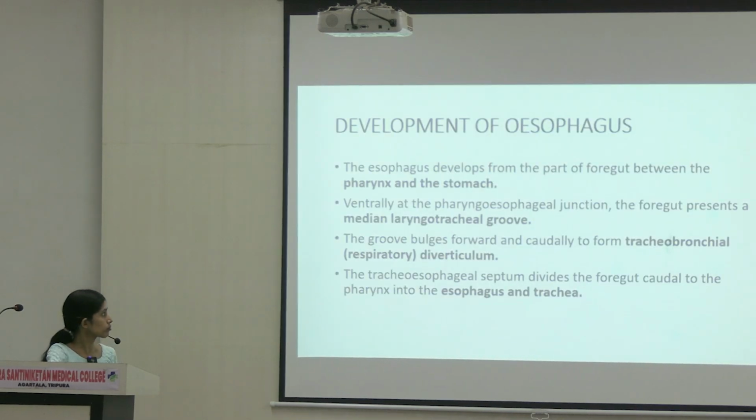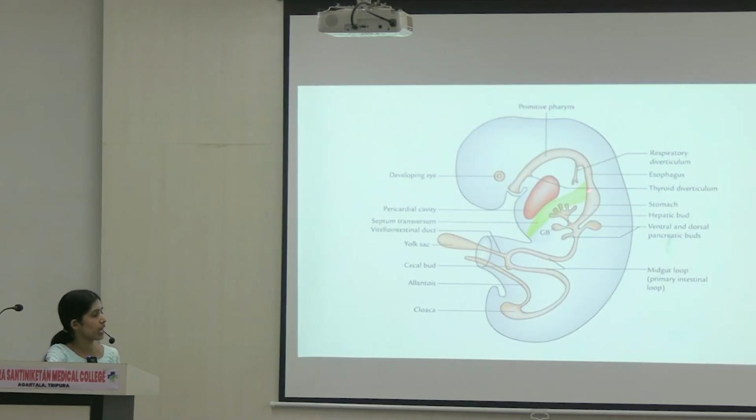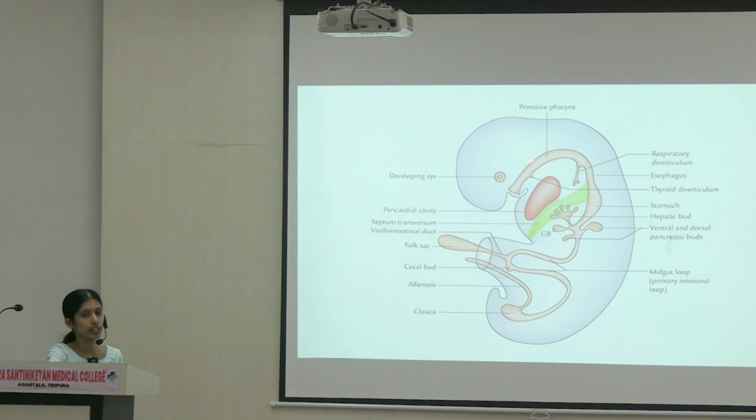Okay, so remember, we have a lung bud which is also known as respiratory diverticulum. This structure divides your entire foregut into two parts. From the lower part, we will see the development of stomach. From the upper part, which is known as primitive pharynx, we are going to see the development of your trachea and also the esophagus.